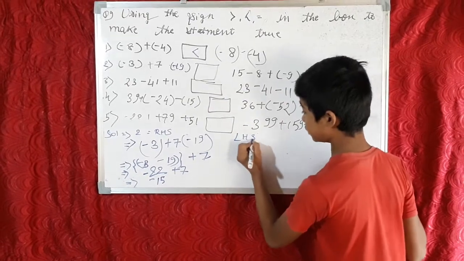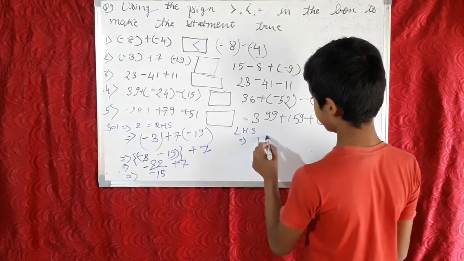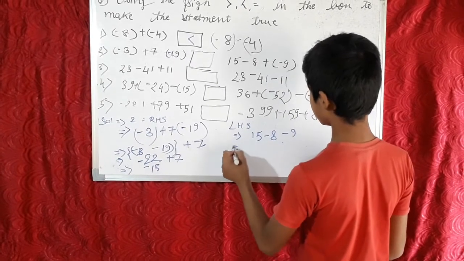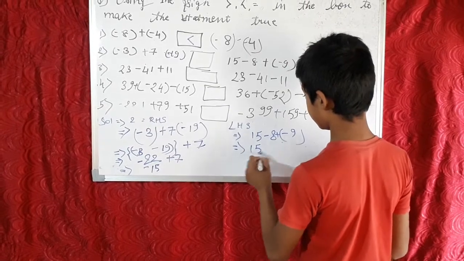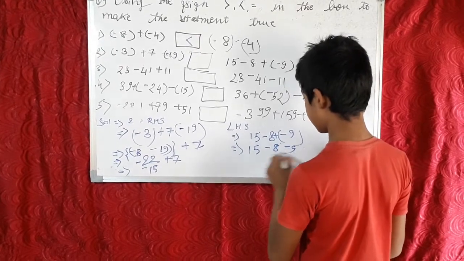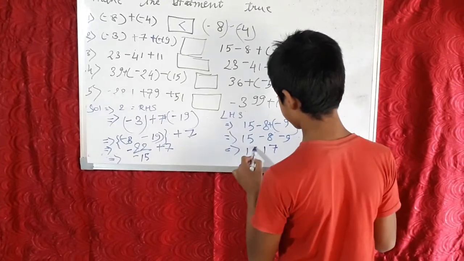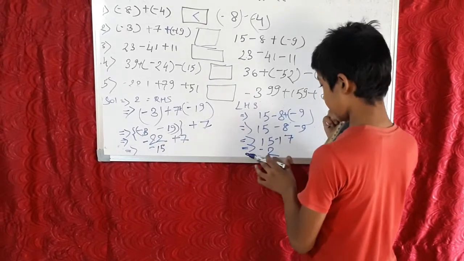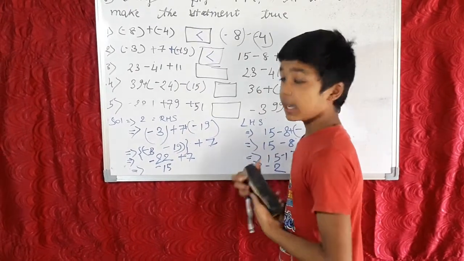Now it's our LHS. LHS is 15 minus 8 minus 9. So 15 minus, if we add this, it will be minus 8 minus 9, which makes minus 17, so it is 15 minus 17, which is minus 2. Minus 15 is smaller and minus 2 is greater, so we will write the greater sign here. Now we have to do the third question.